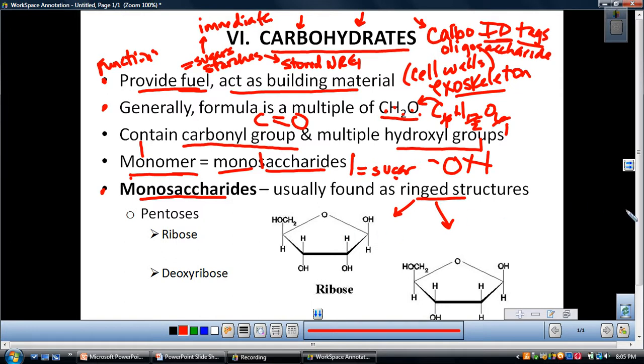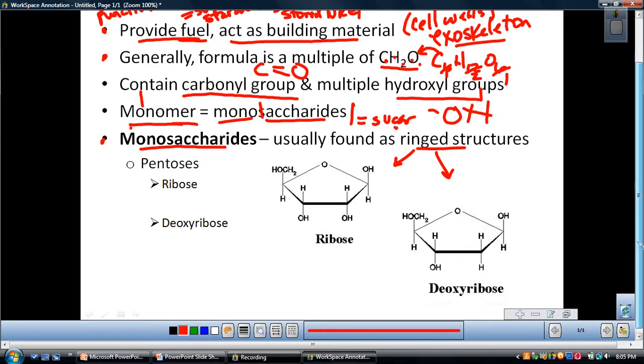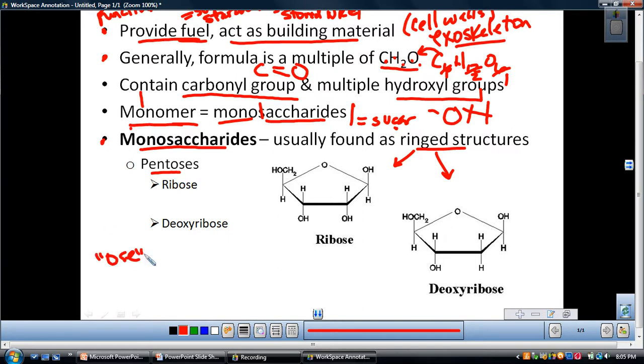A ring structure means when it's put in an aqueous solution, it tends to take the shape in a ring. Okay, and the ring can be either a pentagon or a hexagon, depending on if it's a 5-carbon sugar or a 6-carbon sugar. So the first bullet here, you can see these are called pentoses. Okay, so anytime I have OSE or saccharide, S-A-C-C-H-A-R-I-D-E, both of those refer to sugar. So use your Latin words.